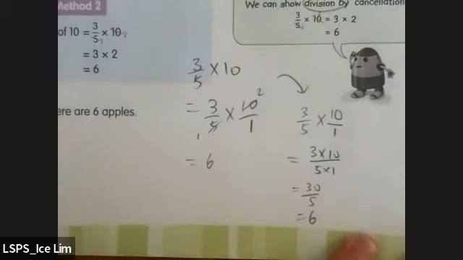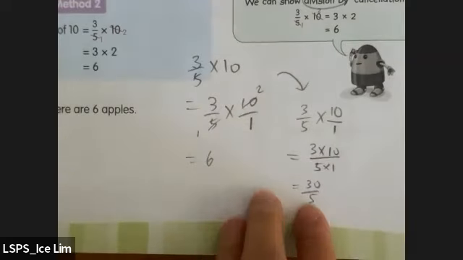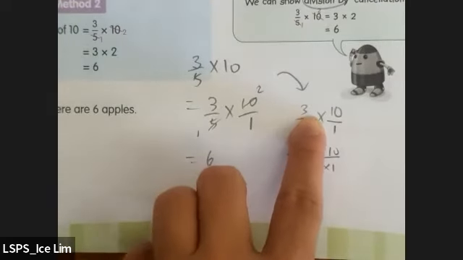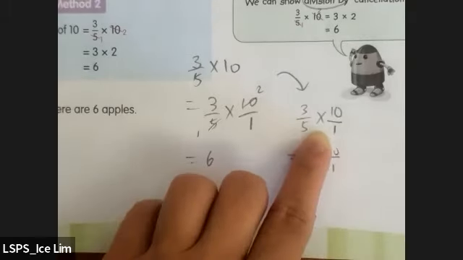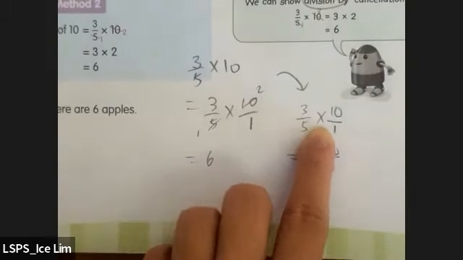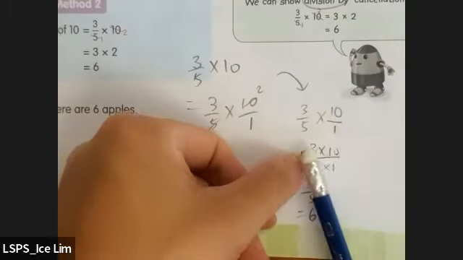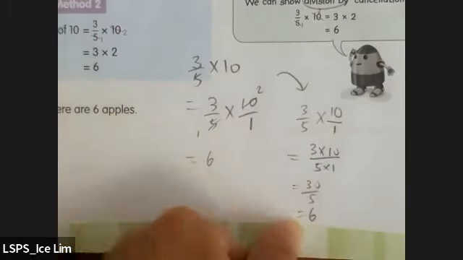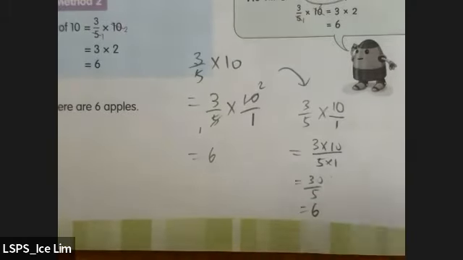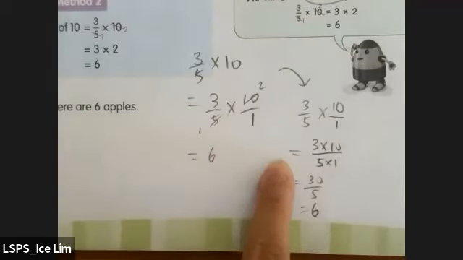Anybody learned this one before? Numerator times divide, and then divide then the denominator times. Anybody learned that before? Okay. So I have 3 times 10 and then divided by 5 times 1. I got 30 divided by 5, that's 6. All this also give me 6 as the answer. Anybody learned these things before?